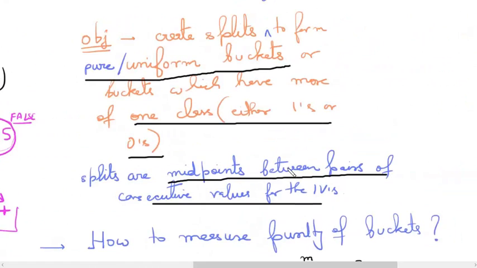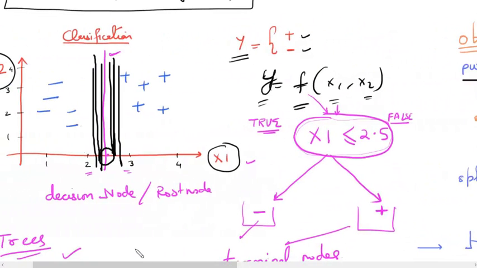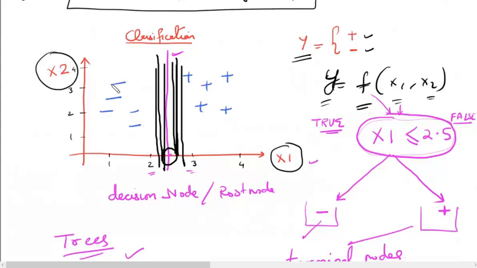Now the question is, how do we measure impurity? So we were talking about creating pure buckets, or uniform buckets, or homogeneous buckets. How do we create them? Now a computer will not draw plots like this. This is for human understanding that I have drawn this. A computer will not draw a plot like this and then decide where to split.